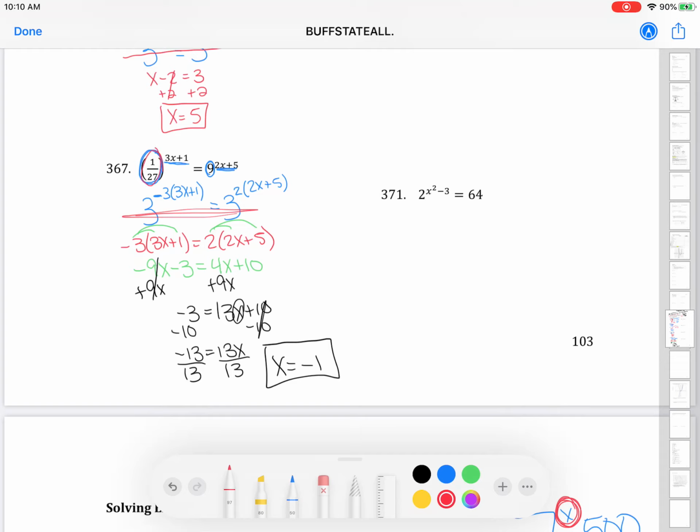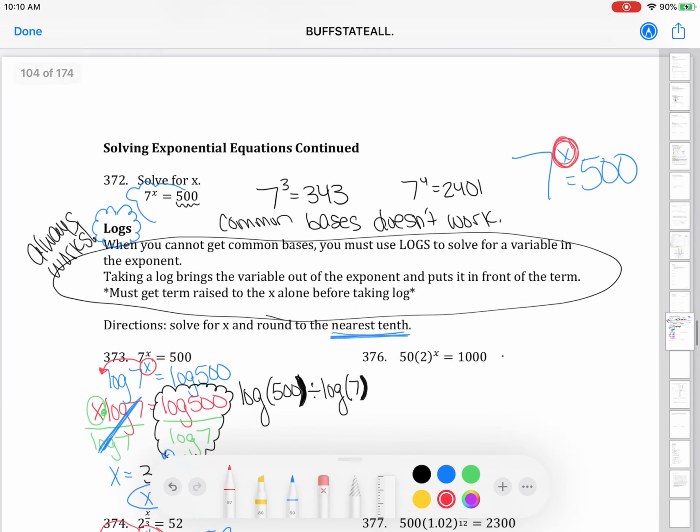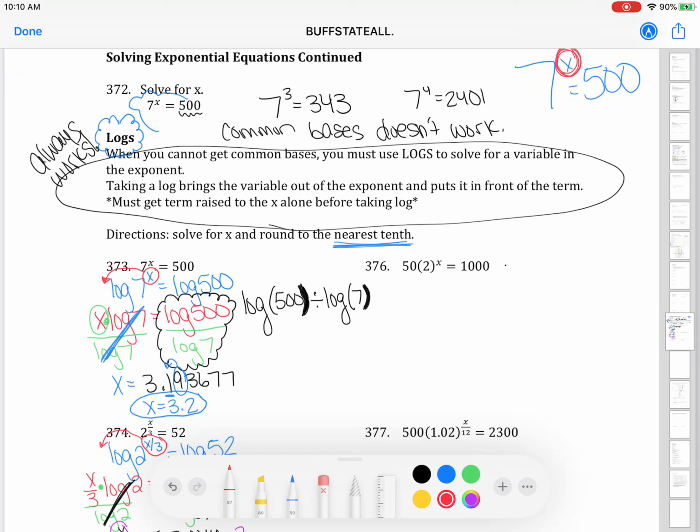It doesn't always work, but you can rewrite your bases, this one being 1 over 27, this one being 9, using the same base. For this one it was 3 and 3, and then your exponents just come down. It's a cool little common bases trick to help you get that x out of the exponent, and then you have a solvable equation. But like I said, that method doesn't always work. This method that we learned last always works no matter what, and you need to know it either way.